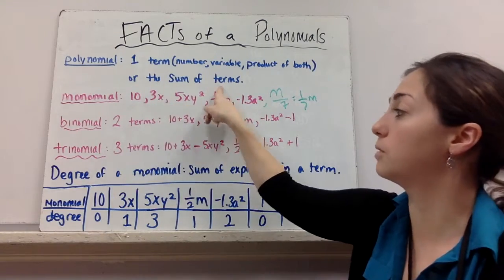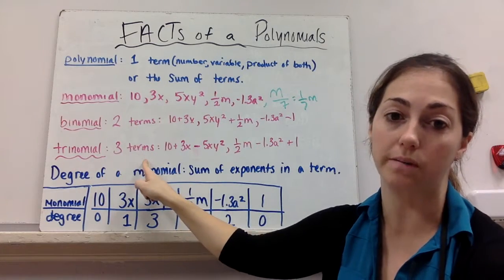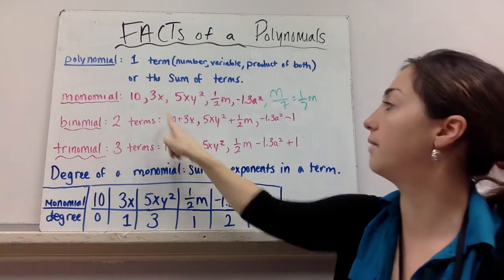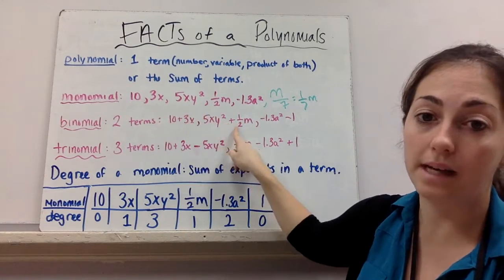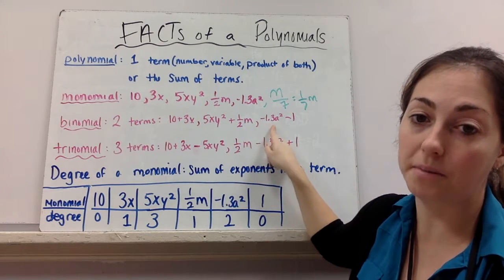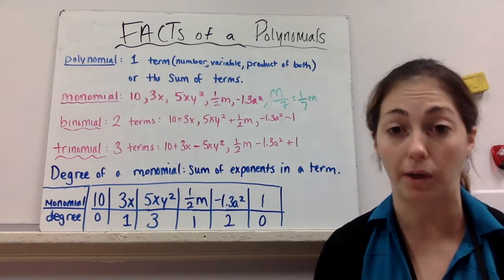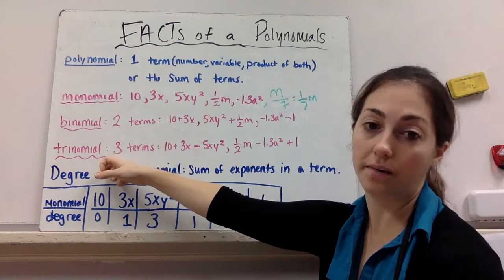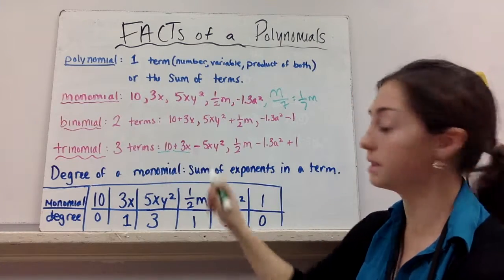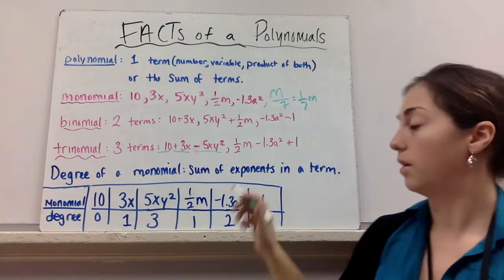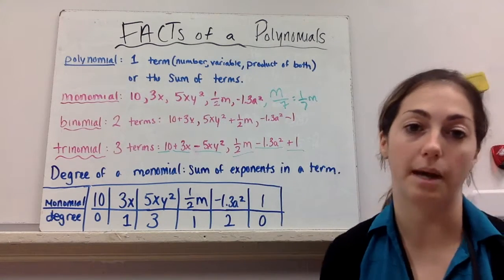If you have the sum of terms, you have things like a binomial or a trinomial. So a binomial is 2 terms and a trinomial is 3 terms. So for 2 terms, I'm going to have maybe 10 plus 3x, maybe 5x squared y plus 1/2 m, maybe negative 1/3 a squared minus 1, right? It's just that there are 2 terms that make up that polynomial. Here we've got the trinomial is 3 terms, so it would be 3 things, right? 10 plus 3x minus 5x squared. Half m minus 1.3a plus 1. 3 terms make up that polynomial.